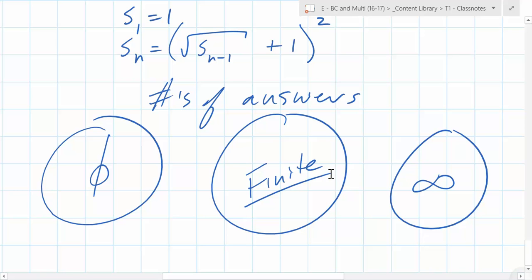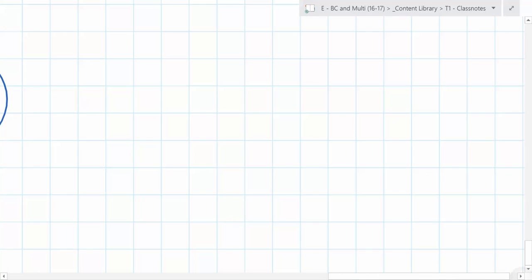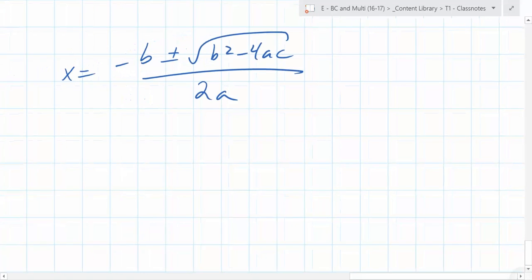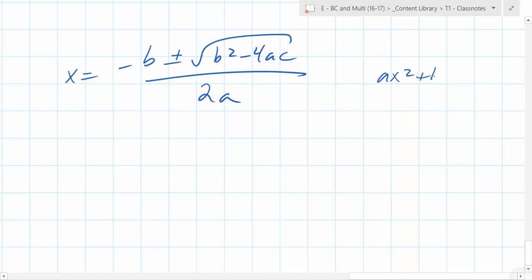Which category do you think I find most interesting? Finite. I actually find the cases where you have something that seemingly is natural, and for some reason there are 12 solutions. For example, I'll give you a semi-example of this. What is this? What am I writing? The quadratic formula. Yeah, okay. Over what? 2a. Okay, so that's the quadratic formula. That is the general solution to what? ax squared plus bx plus c equals 0, right?